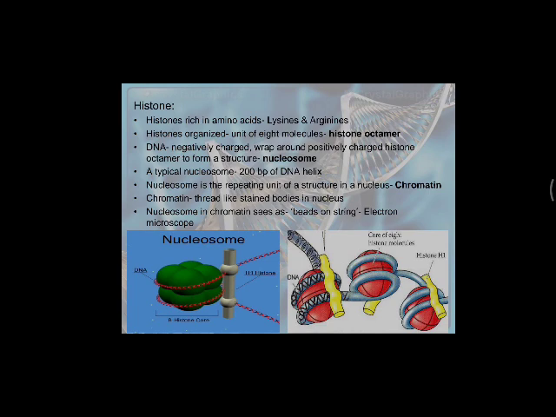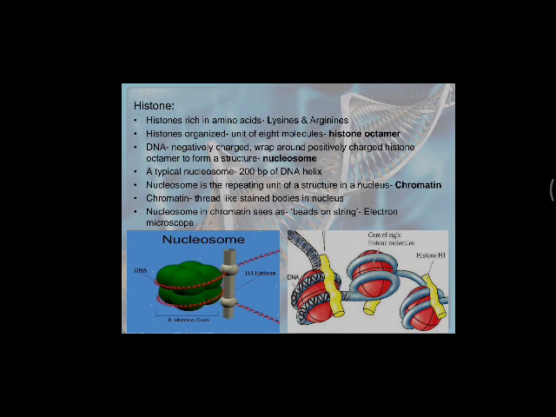DNA, which is negatively charged, is wrapped around the positively charged histone octamer to form a structure called a nucleosome. A typical nucleosome has 200 base pairs of a DNA helix. The nucleosome is the repeating unit of structure in the nucleus that we call chromatin.